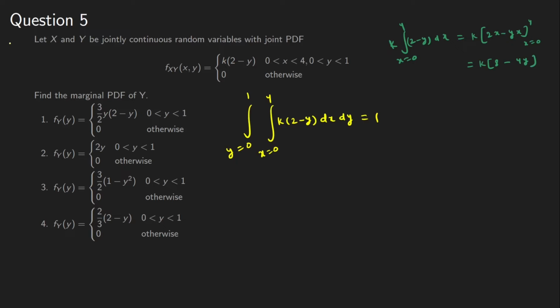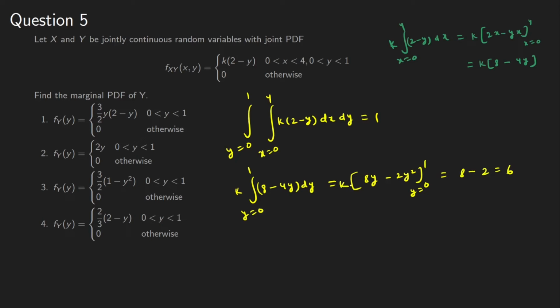We can put it here now. y goes from 0 to 1. We can write it here, k taken outside, 8 minus 4y dy. Now when we integrate it, we will get 8y minus 4y squared by 2, that will be 2y squared, where y goes from 0 to 1. So finally it will be 8 minus 2, that is 6.